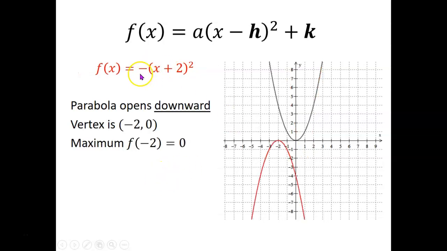Another example we looked at was negative (x plus 2) squared. There the a would be negative 1. The h would be negative 2. If you want to think of this as x minus a number, that number would have to be negative 2, and the k that's added onto the end is 0. So the vertex is at (negative 2, 0). It opens downward from there, and that's the maximum.